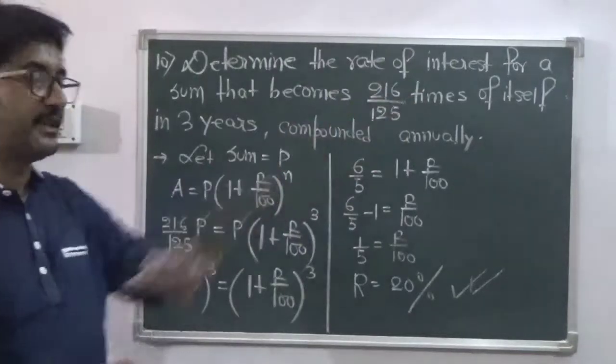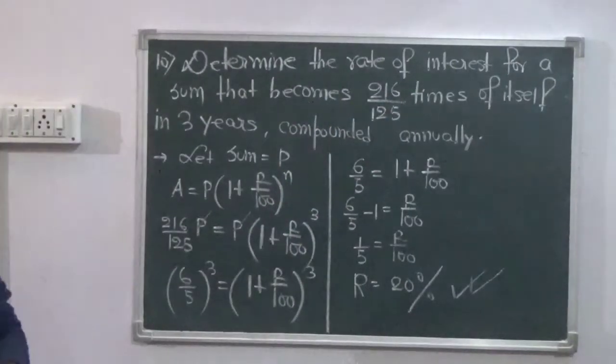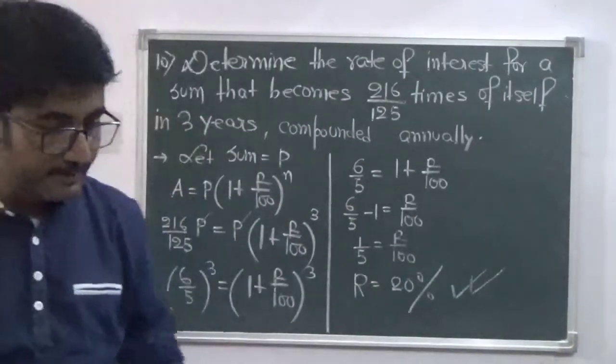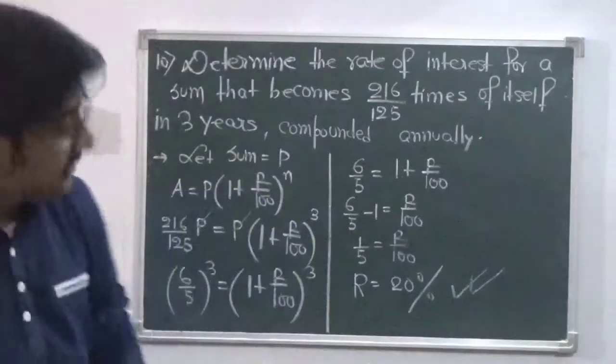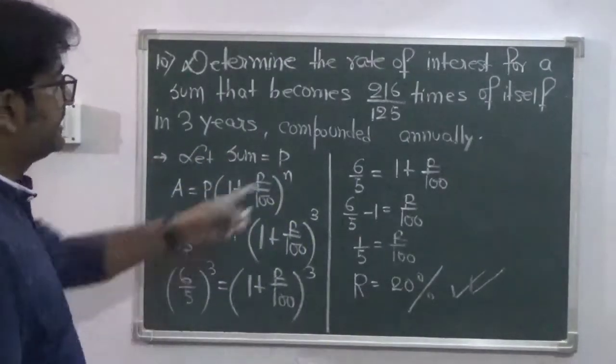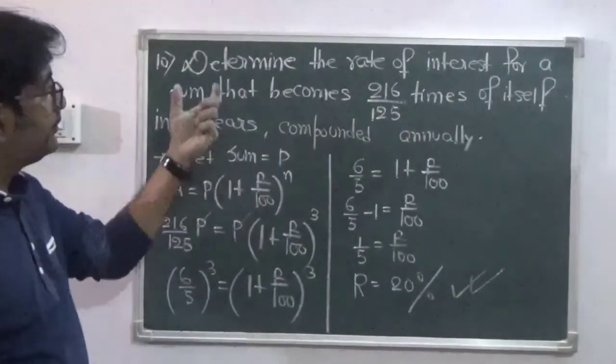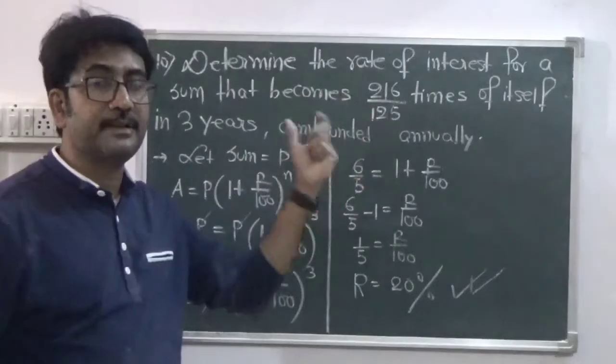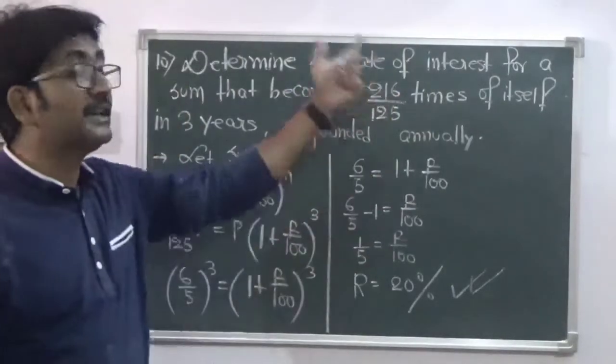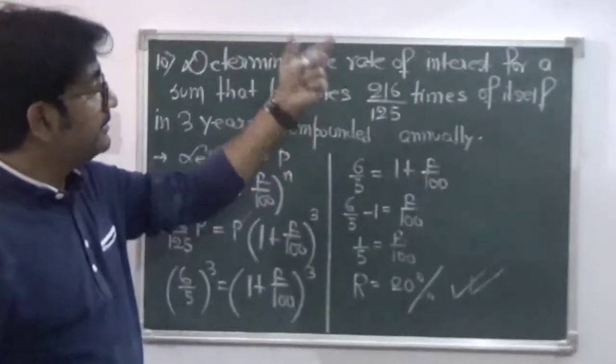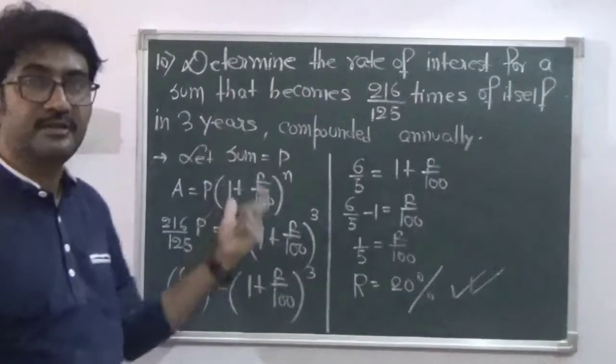Very simple. It is the same type as the previous question number 9. So now we move on to our next question number 11. This is important to understand. That is, the sum becomes 216 by 125 times of itself. That means this is the amount that the sum has become after 3 years.